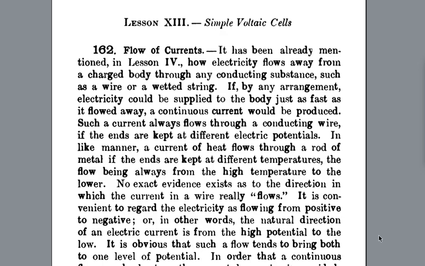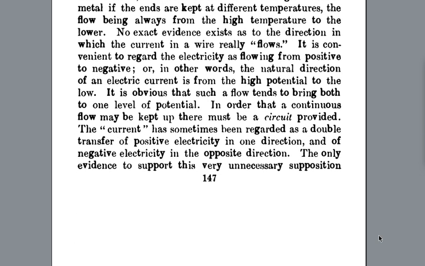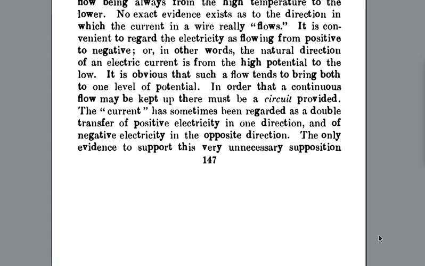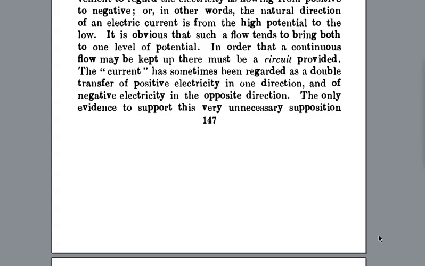No exact evidence exists as to the direction in which the current in a wire really flows. It is convenient to regard the electricity as flowing from positive to negative, or in other words, the natural direction of an electric current is from the high potential to the low. It is obvious that such a flow tends to bring both to one level of potential. In order that a continuous flow may be kept up, there must be a circuit provided.